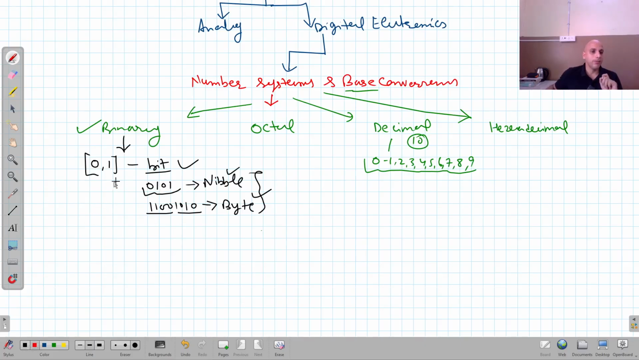Now look at the binary number system. What will be the base of this number system? It will be 2. Why? Because we are using only two digits, 0 and 1, right?